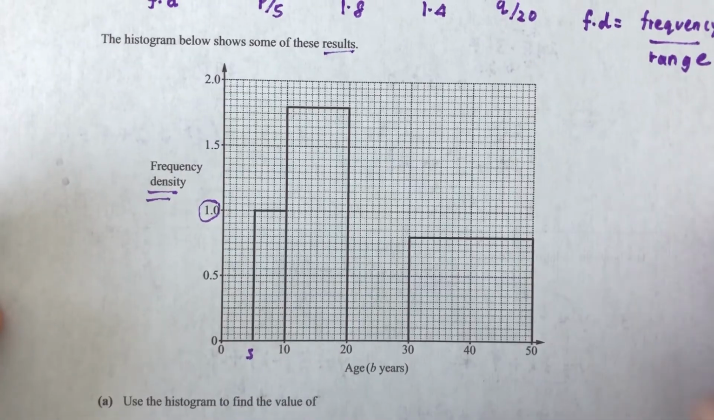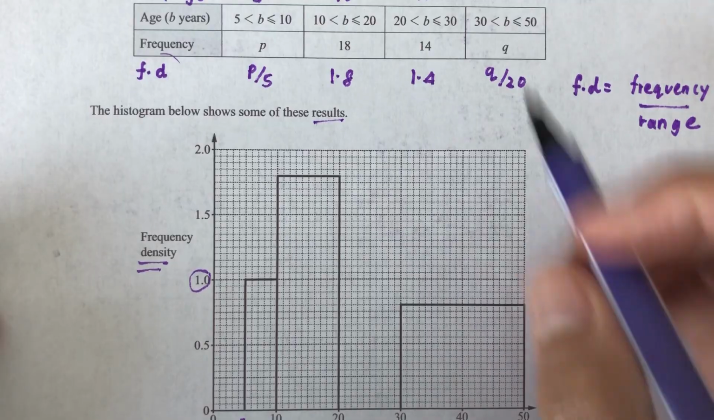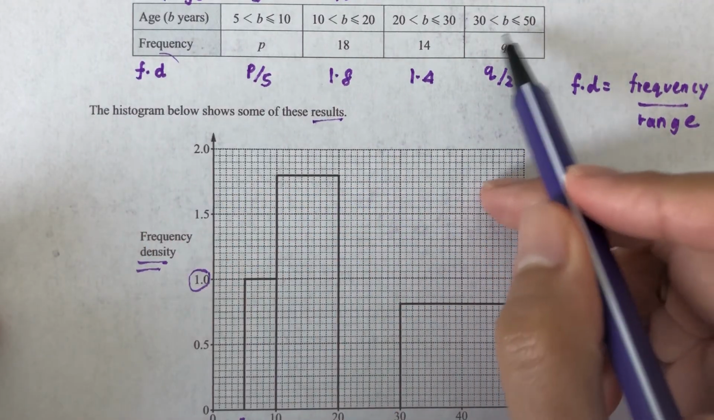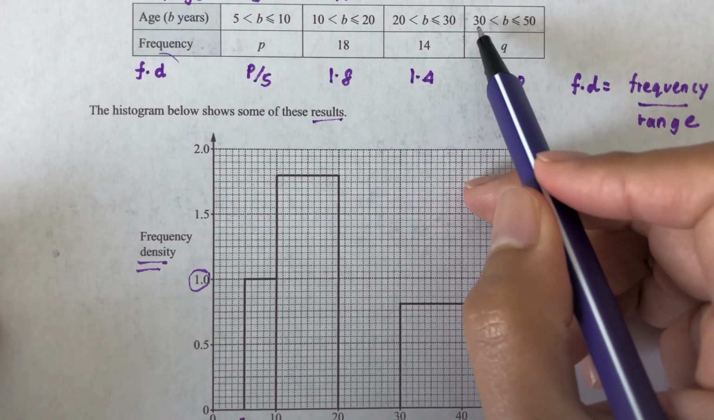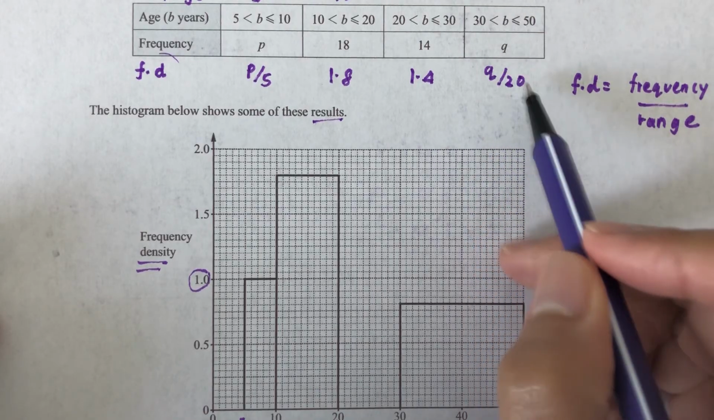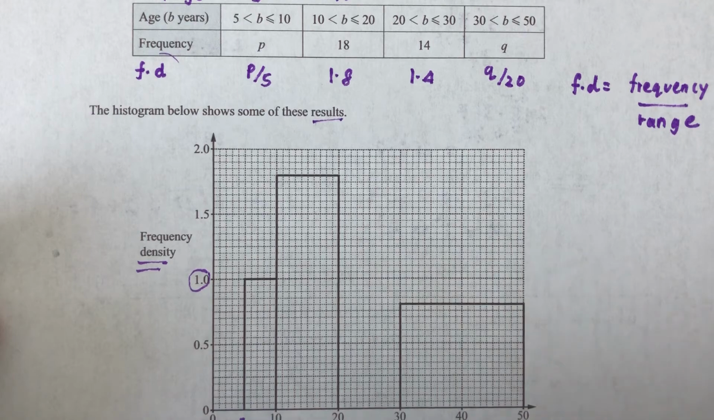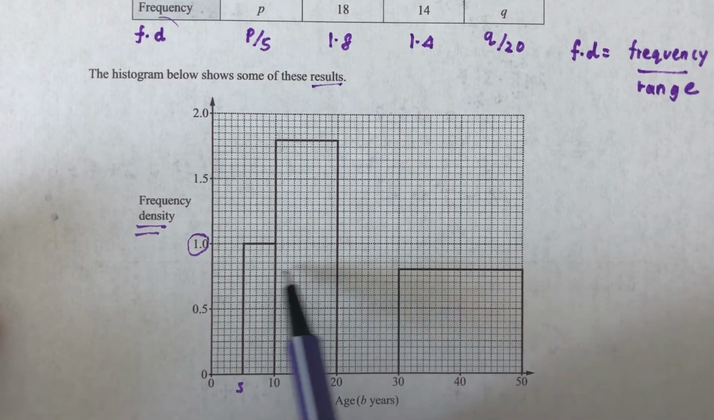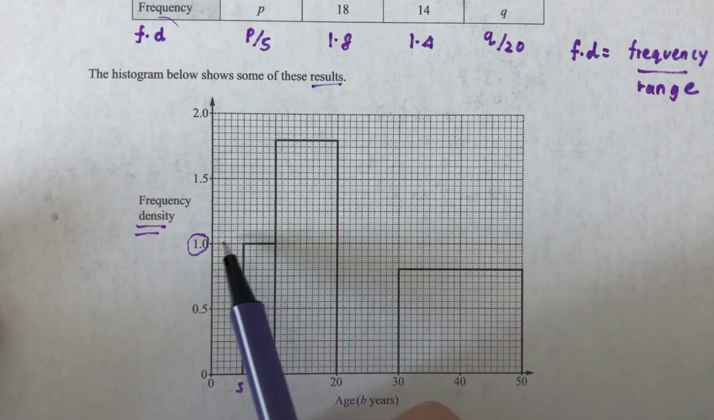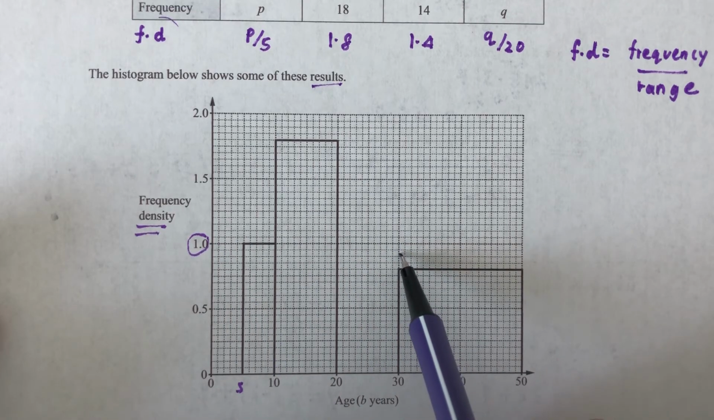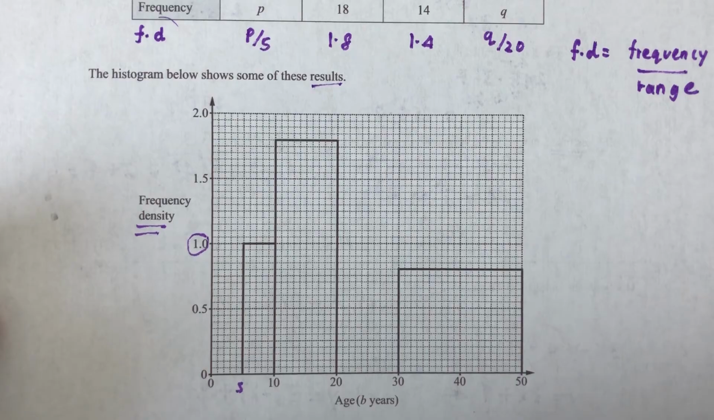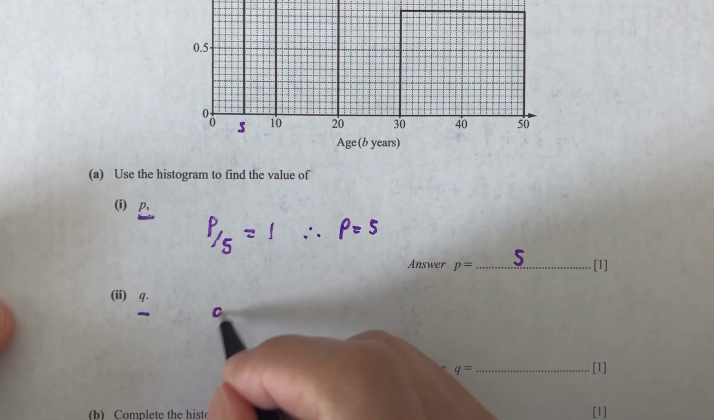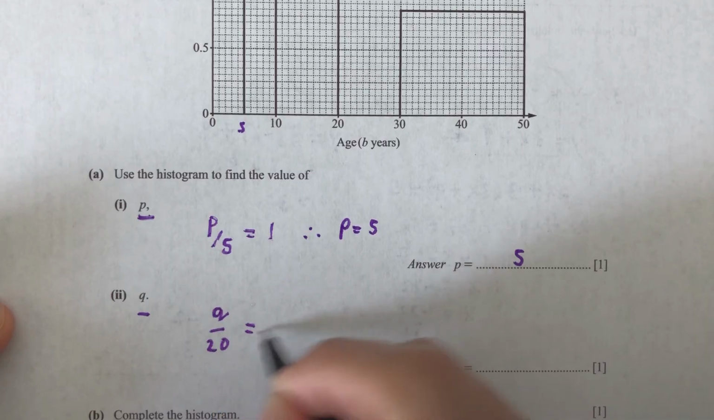Now we go to part 2, which is finding the value of Q. The frequency density of this section, which is 30 to 50, is Q over 20. And on the graph, 30 to 50, the value is 0.8. So frequency density is Q over 20 equal to 0.8.